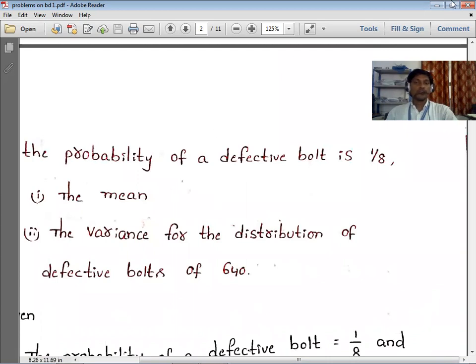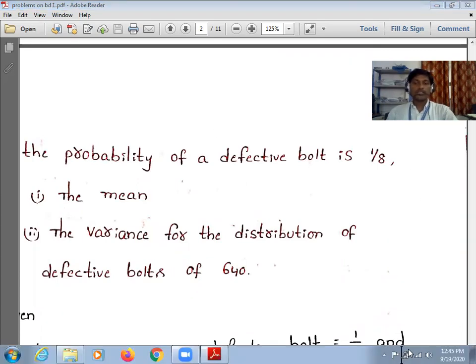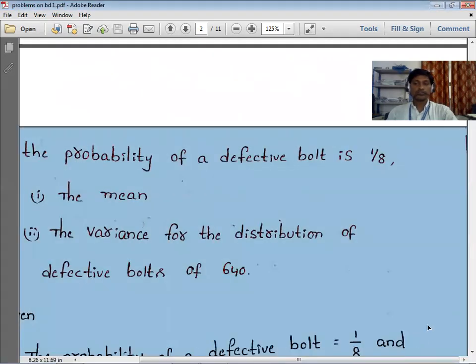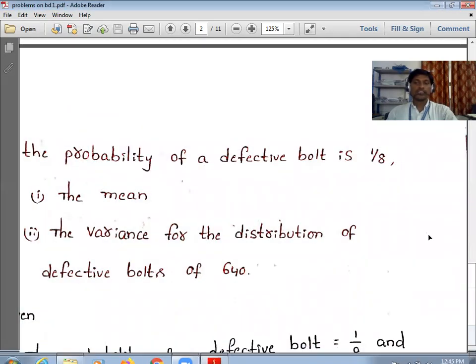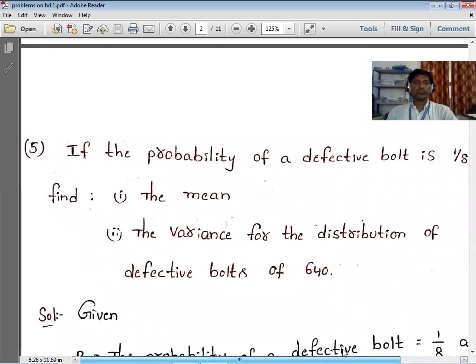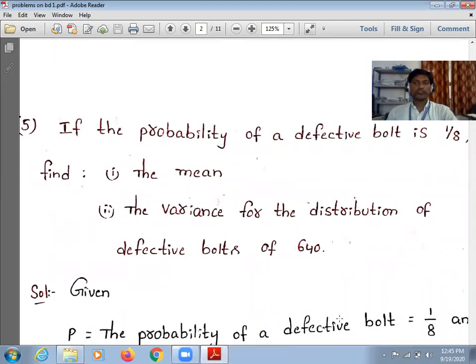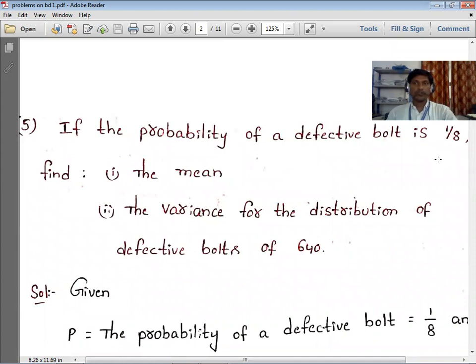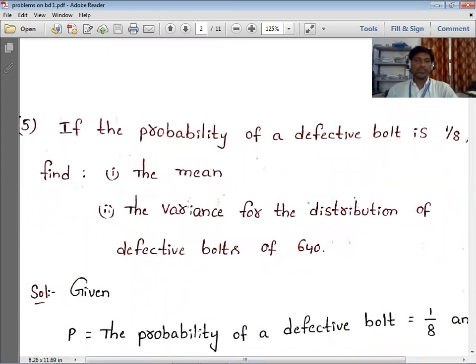Next one, the probability of a defective bolt is what they mentioned here. It is 1 by 8. So if the probability of a defective bolt is 1 by 8, find the mean and the variance for the distribution of defective bolts out of 640.